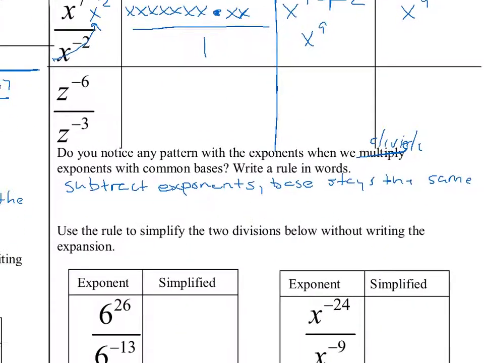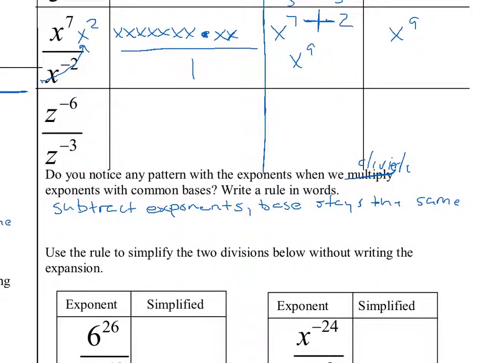All right, now we get down to this last one. Z to the negative 6 over z to the negative 3. I have two negative exponents. What do I need to do before I expand them? Maria? Flip them. So we got to flip them both. The z to the negative 6 becomes z to the positive 6 on the bottom. And the z to the negative 3 becomes z to the positive 3 on the top.